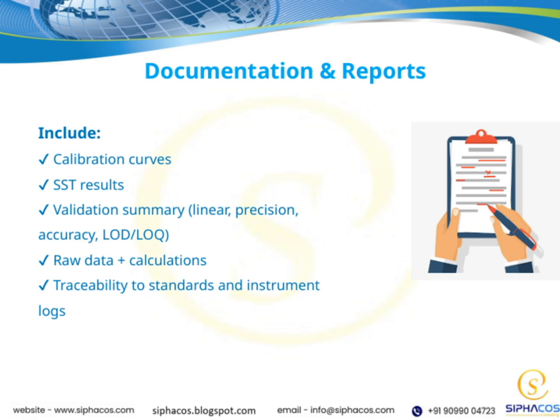Additionally, we keep raw data and calculations, which are vital for transparency and troubleshooting if needed. Finally, traceability to standards and instrument logs is key. It links our measurements back to recognized standards and ensures proper instrument maintenance and calibration history. All of these components together support the robustness of our analytical process and ensure that our data stands up to scrutiny, aligning with the overall goal of producing trustworthy and high-quality results.